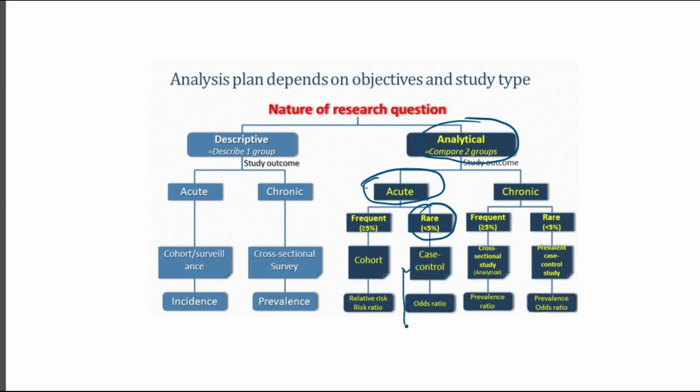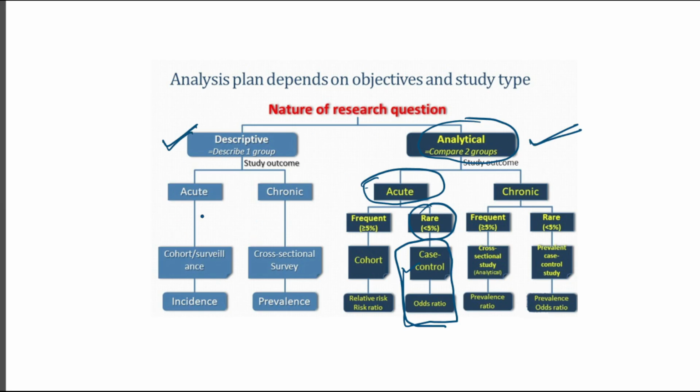And what is applicable over here? Odds ratio is applicable over here. Please, every one of you should be perfect with the nature of the research question flow chart. In the previous question we just spoke till this first step of descriptive and analytical. In descriptive you have only one group, whereas in analytical you compare two groups. You please remember this basic difference.